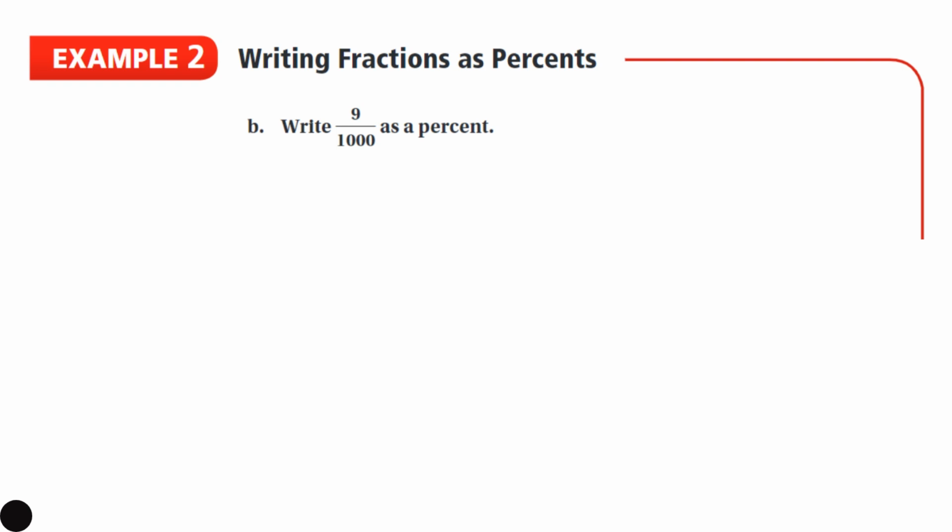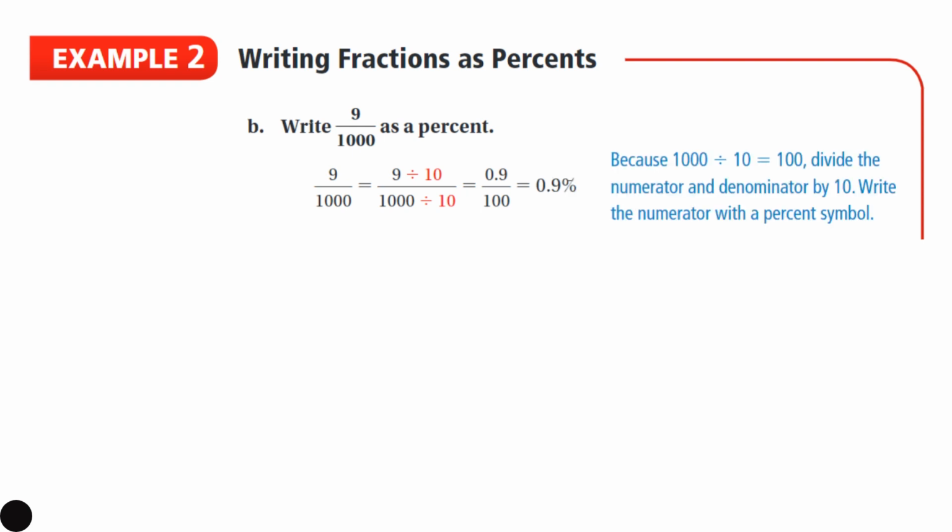B, write 9/1,000ths as a percent. So in order to get 1,000 to be 100, we're going to have to divide by 10. If we divide the top and bottom by 10, 9 divided by 10 is 9/10ths, or 0.9. And then the denominator is 100. So 0.9 over 100 is 0.9%. It's a very small amount.